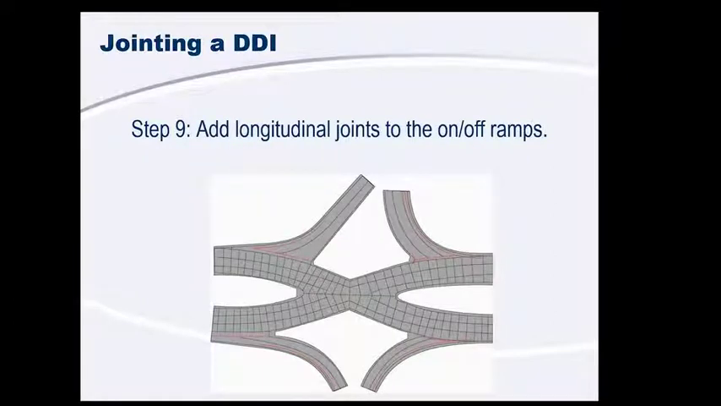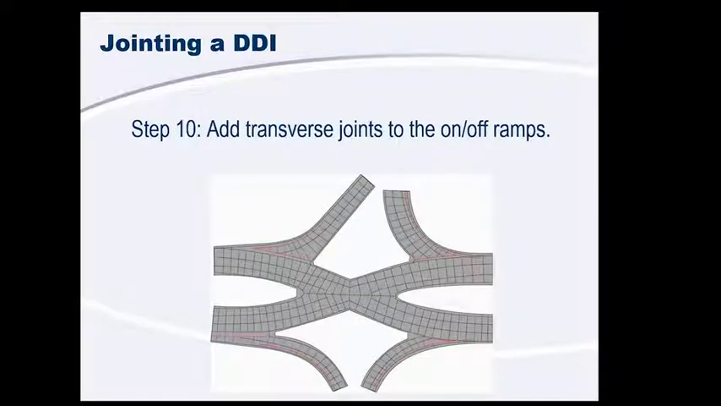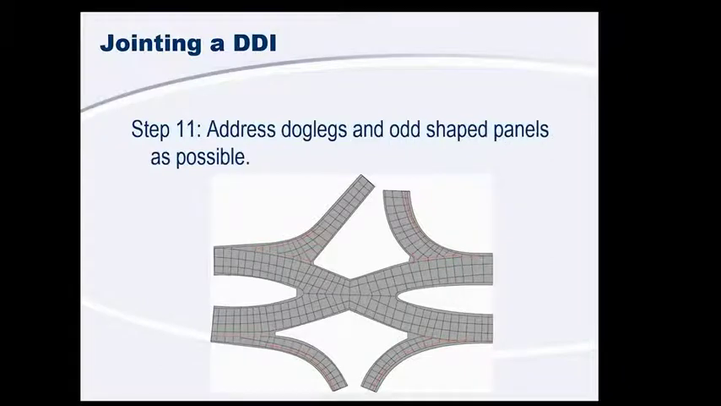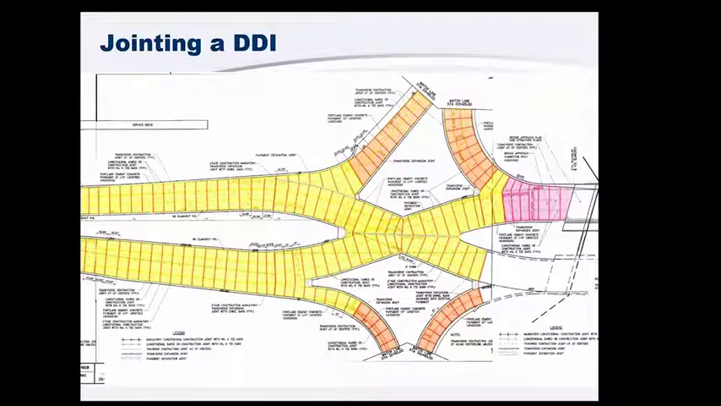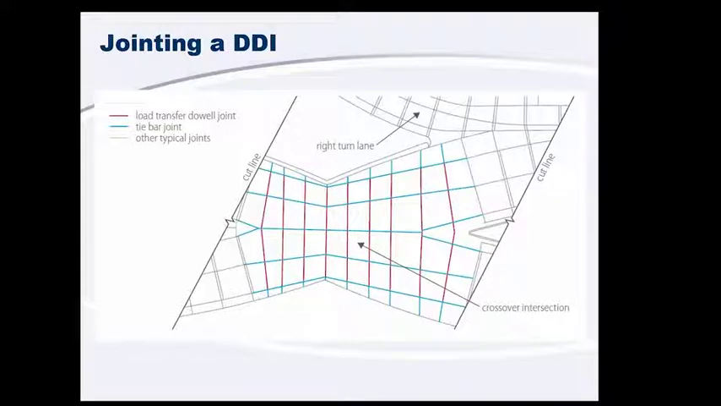And then we can start dealing with all of the other 4 exit lanes as well. We start with longitudinal joints, and then we add the transverse joints radiating out from there, and then we address our odd-shaped panels. The goal is to end up with something like this, and this is an example from the Illinois Tollway that they put together, and you can see what the jointing plan looks like. This is another example of how to deal with that intersection.